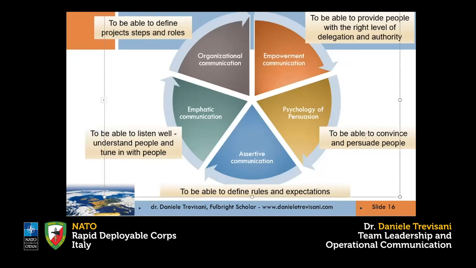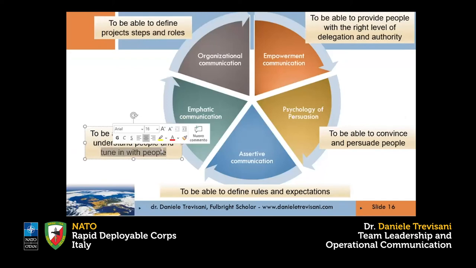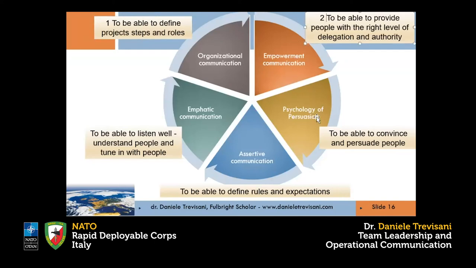Psychology of persuasion is to be able to convince and persuade people. And then assertive communication, to be able to define rules and expectations. Empathic communication is to be able to listen well, with strong listening skills, understand people and tune in with people, okay? So we can call them one, organizational, two, empowerment, three, persuasion, four, assertive communication, the definition of rules and expectations, and five, empathy: listening skills, feeling skills, emotional skills.